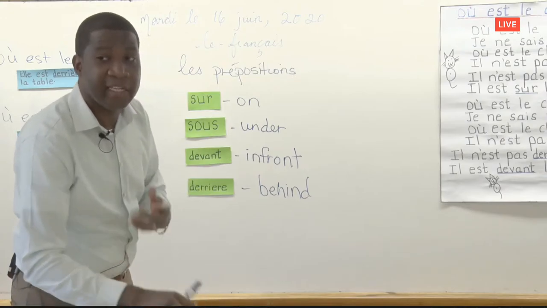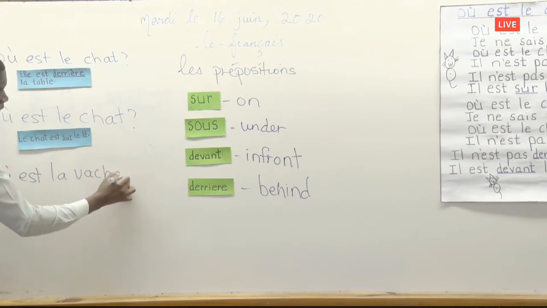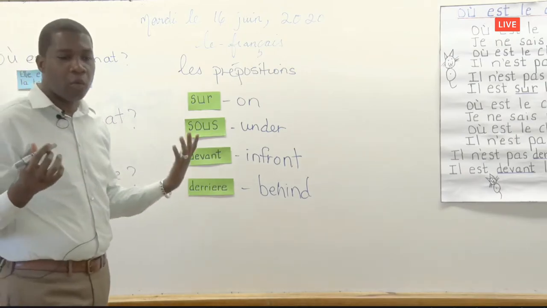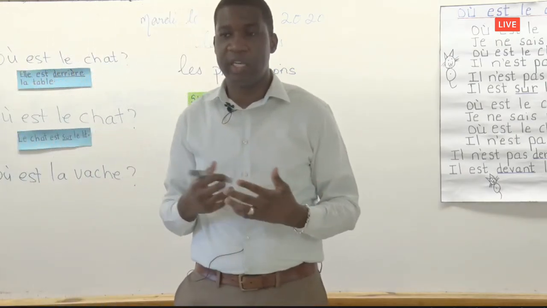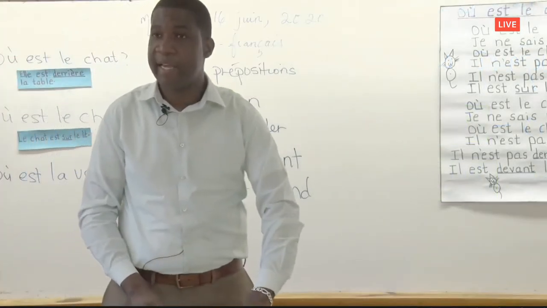This time we have another animal, and it is la vache. And I will tell you what la vache means in a moment. Où est la vache? Where is the cow? Okay, la vache is the cow. Vache means cow. Okay? Où est la vache?